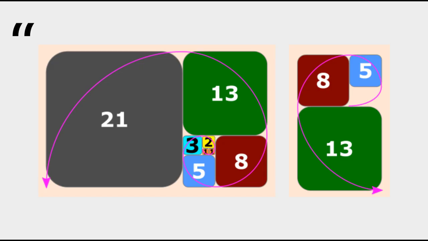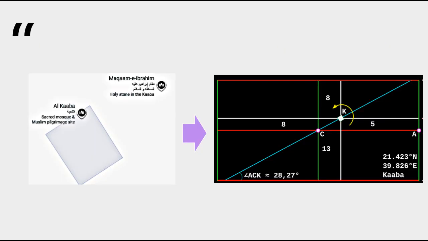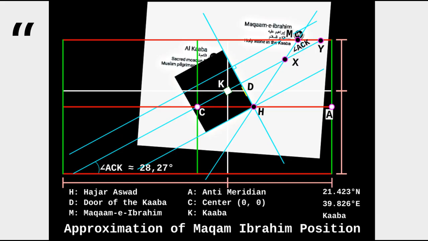Maqam Ibrahim into the Cartesian coordinate system. If we overlay the diagram's calculated position of the Kaaba onto a Google Maps view of Maqam Ibrahim, then the relative position of Maqam Ibrahim point M with respect to the Hajar Aswad point H is analogous to the position of the Kaaba point K with respect to the coordinate center point C in the diagram.